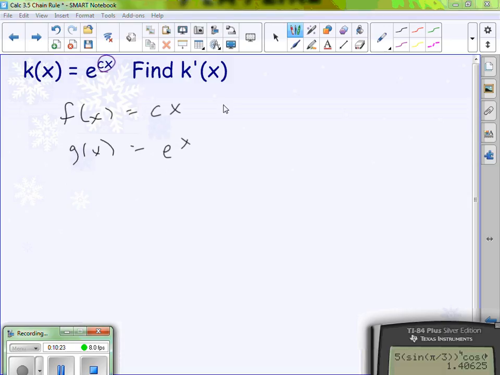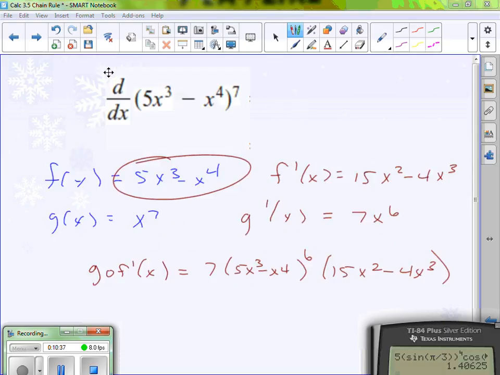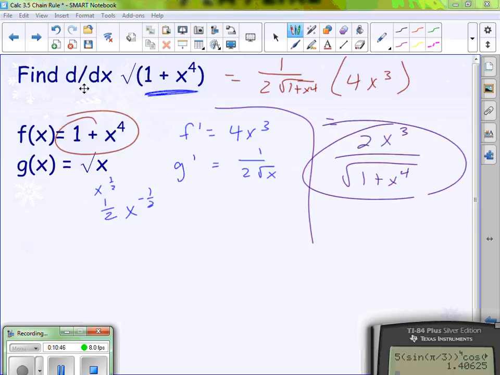The first part is cx. Cx is this little piece. E to the x is the main function. How is that the x affecting? It's the main function is e to the. In this one here, what's affecting everything? The 7. That's why it was x to the 7th. This one here, what's affecting everything? The square root is affecting everything.